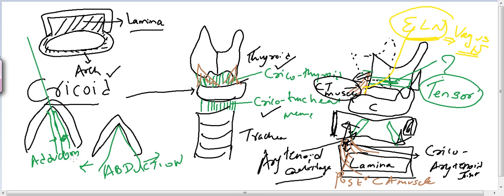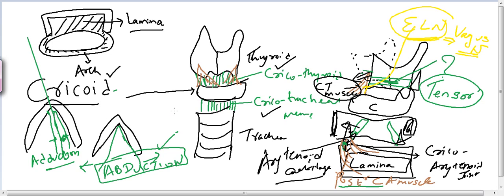So in this scenario, the posterior cricoarytenoid muscle will pull the muscular process of the arytenoid backwards, thereby pulling the vocal process sidewards, thereby helping in abduction. It helps in deep breathing. Now take a breath. So therefore it's called the safety muscle of the larynx.